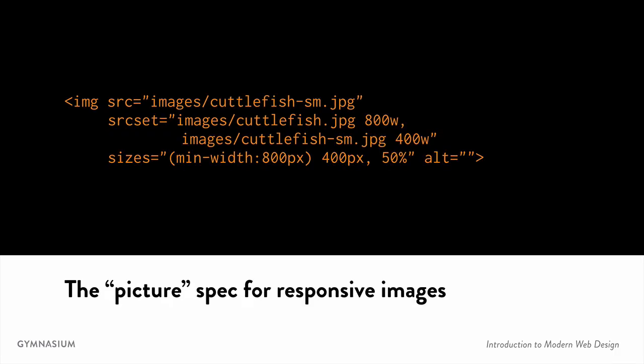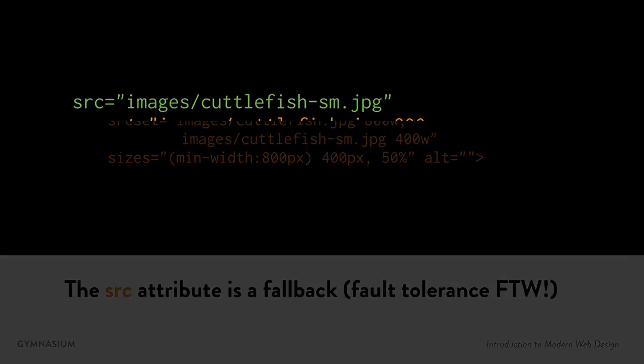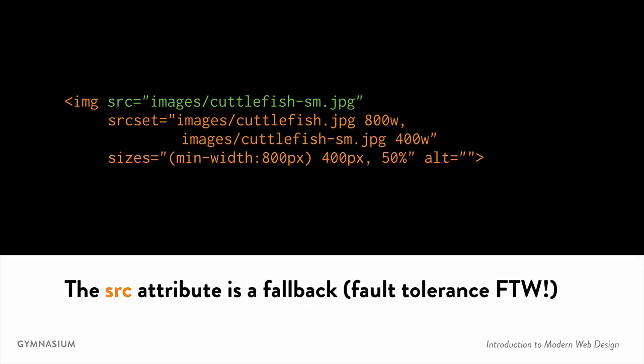Well, as part of the picture spec for responsive images within HTML5, we can define more options that apply in different contexts. First we have the source attribute, which is the default. It's the fallback. Older browsers that don't understand the new attributes from HTML5 will ignore those attributes because browsers ignore what they don't understand, and they'll only see the SRC attribute and use that image. So we want to choose the smallest image for that. Here you see images/cuttlefish-sm for small cuttlefish, and then .jpg.